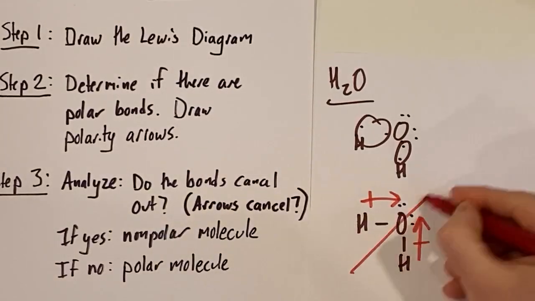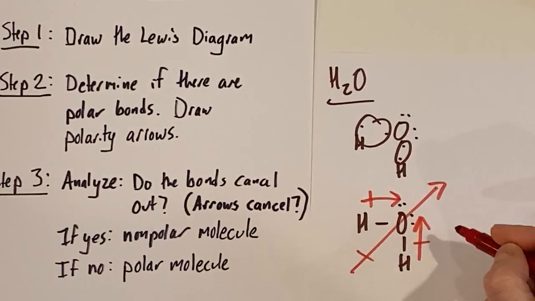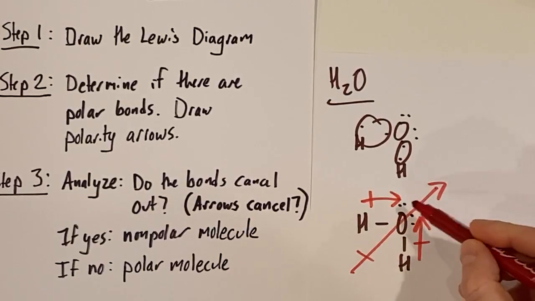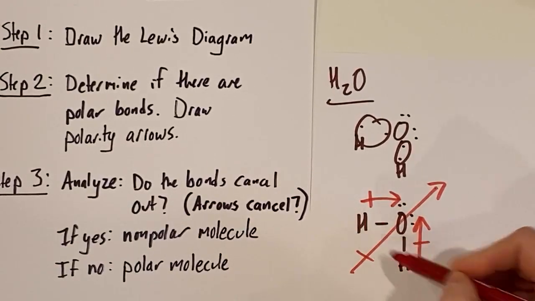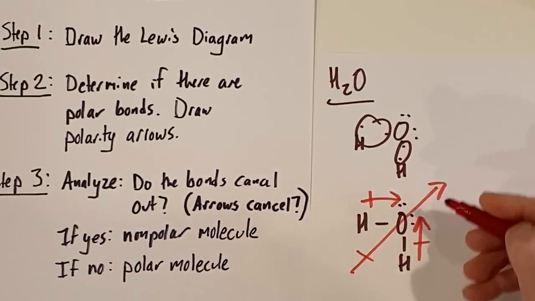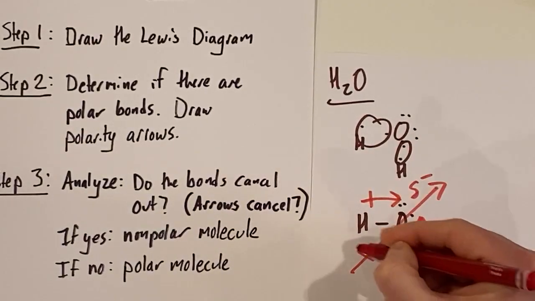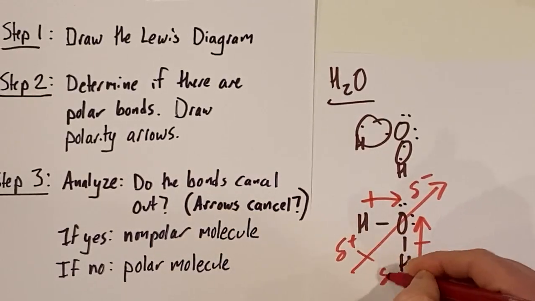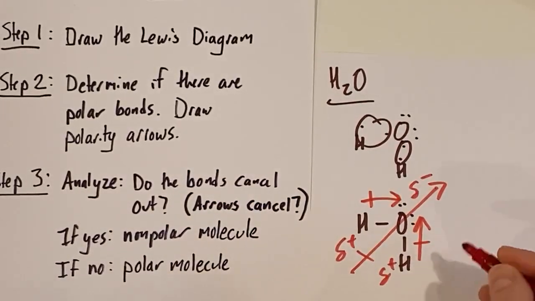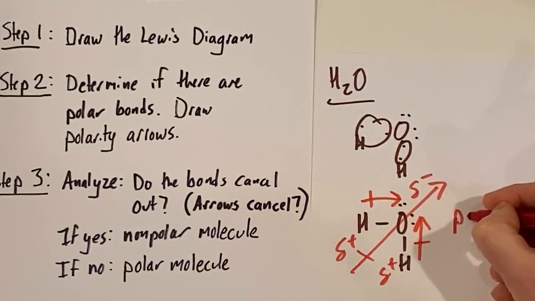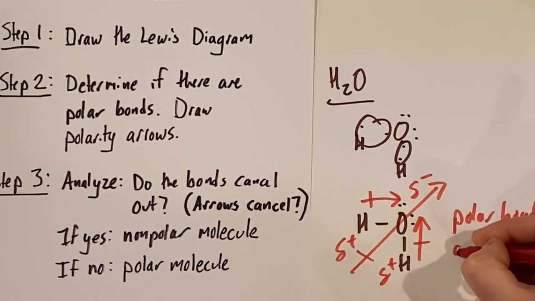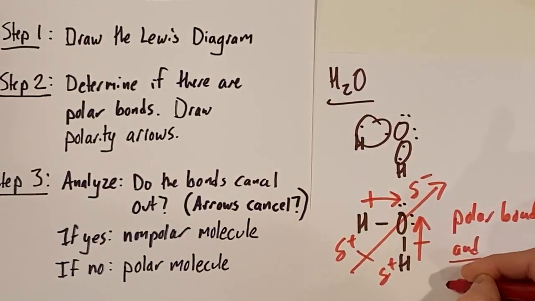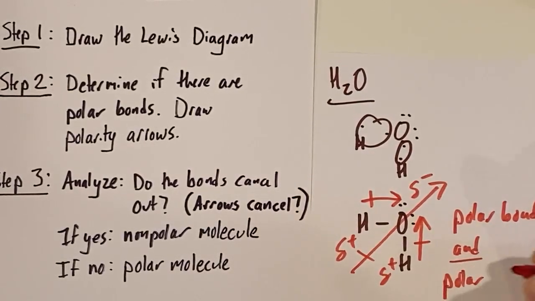So overall, there will be a polar pull like this in the molecule. The oxygen is going to be more negative, and back here on the hydrogens, they're going to be more positive. Partial negative on the oxygen, and partial positive back here by these hydrogens. So this is a molecule with polar bonds, and the molecule overall is polar. Polar molecule.